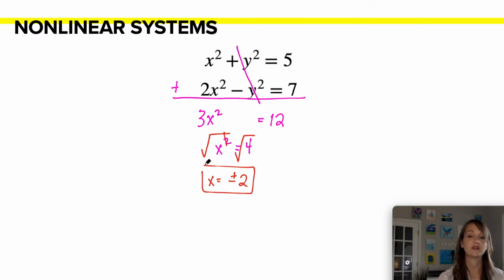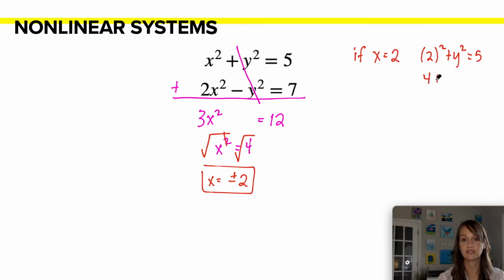Here's where it becomes different. We actually get two different answers, which means if x equals 2, then we possibly are going to get different answers for y. So let's go ahead and plug in 2. I'm going to plug into the top equation. So I will get 2 squared plus y squared equals 5. 2 squared is 4. If you subtract 4 on both sides, you get y squared equals 1, which means y equals plus or minus 1 when you take the square root.